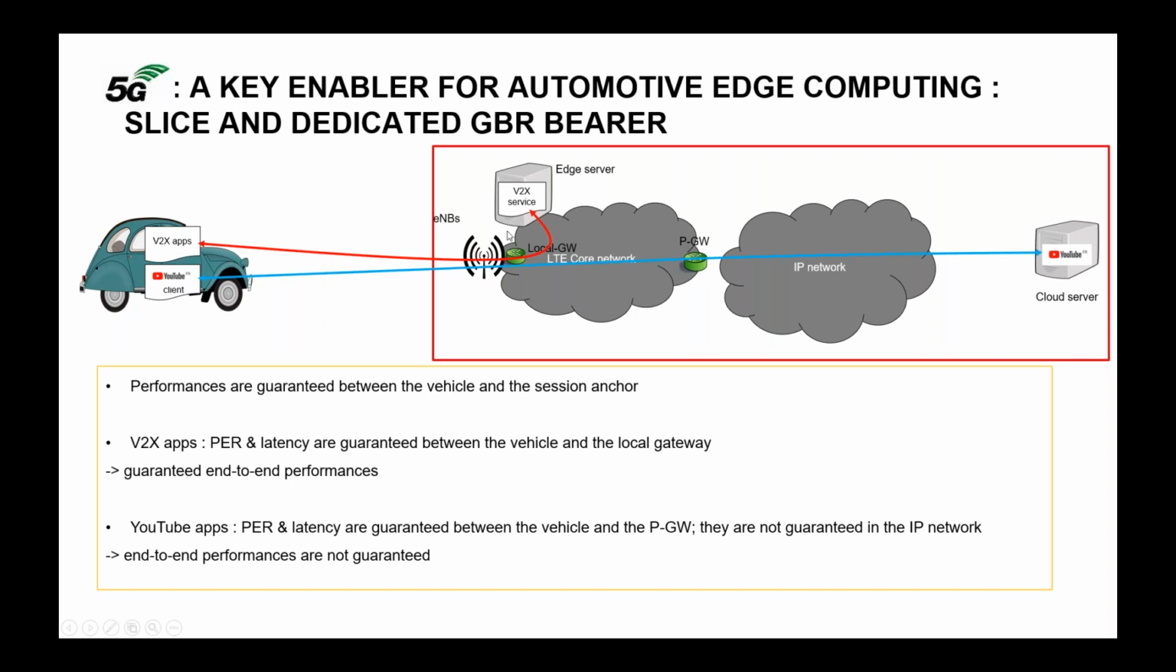So combining a guaranteed bitrate bearer plus edge processing is a means for you to guarantee an end-to-end quality of service between your embedded application on the vehicle and the V2X server, which is hosted in the MEC edge cloud.